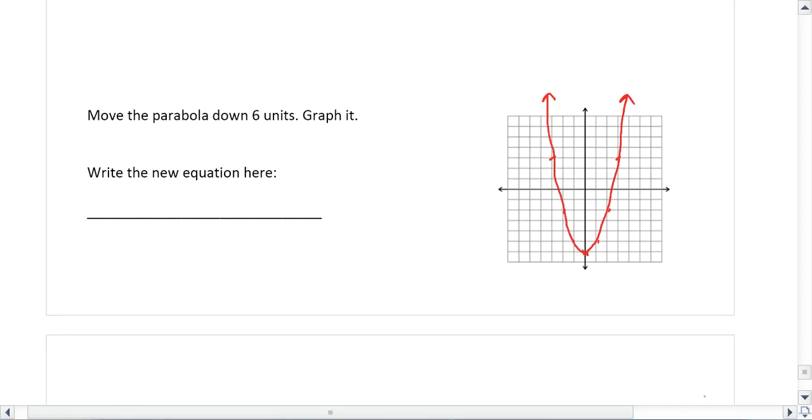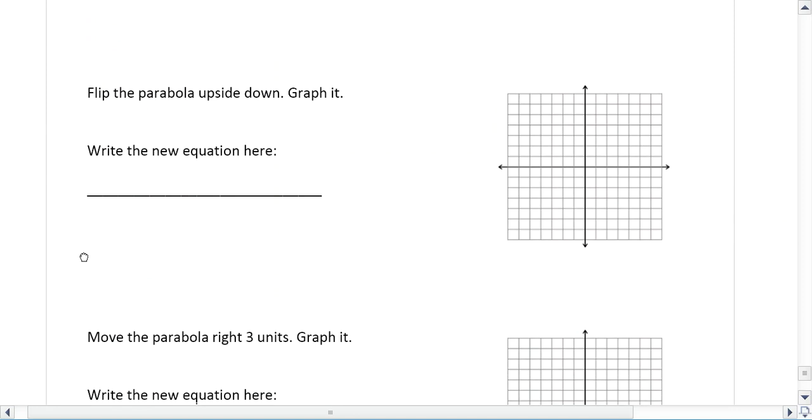So the next translation is to take this parabola and move the vertex down 6 units, so that it looks something like this. So push pause on the video and enter your guesses and make this parabola move down 6 units. So I assume you ended up with x squared minus 6. Now let's look at the next translation.